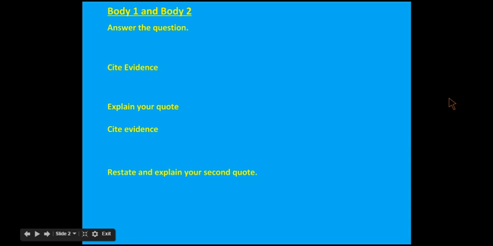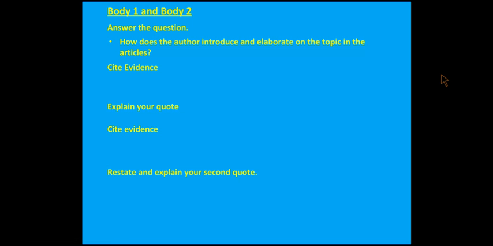Now, here's what the outline for body 1 and body 2 will look like. Answering the question, citing evidence, explaining your quote, citing evidence again, and then restating and explaining your second quote. Here's what I want you to tell me first. In the part that says answer the question, my A of each paragraph, what do I have to do? Great job. I have to talk about how the author introduces and elaborates on the topic in the articles.